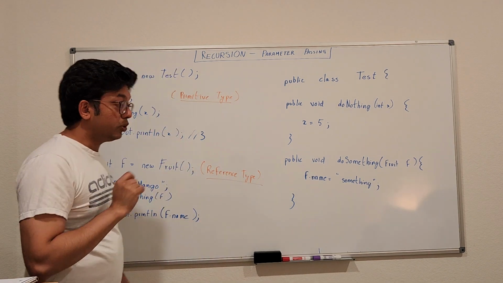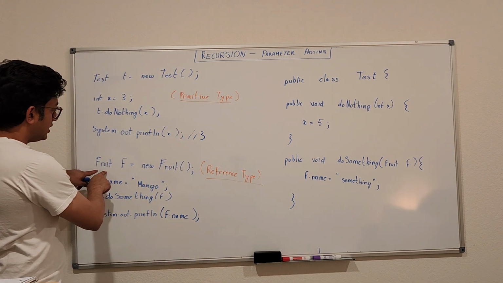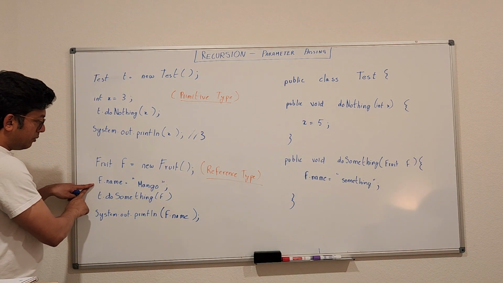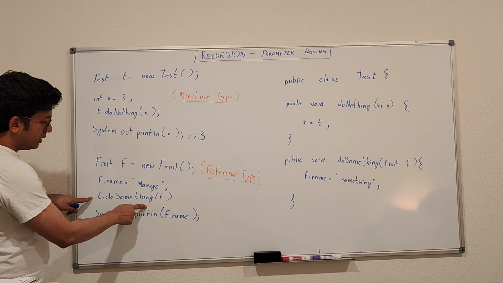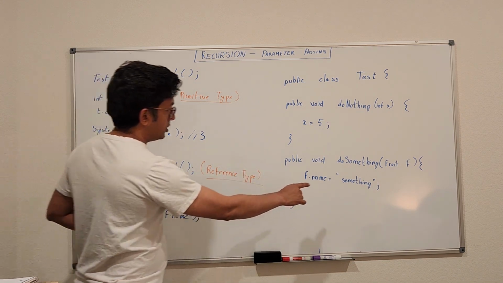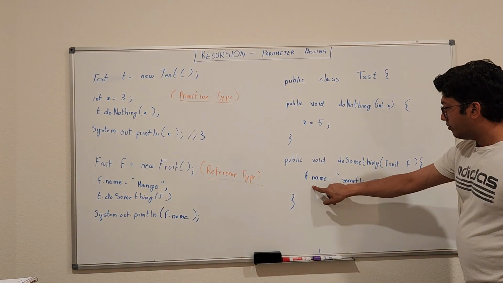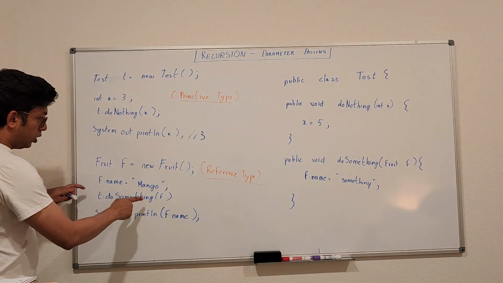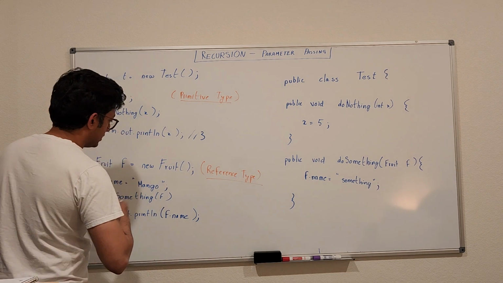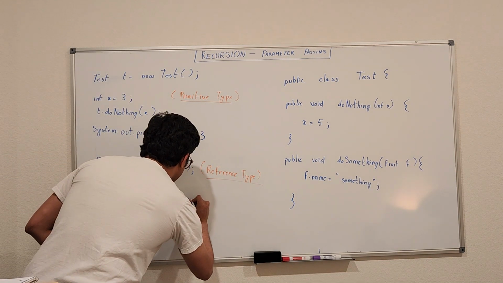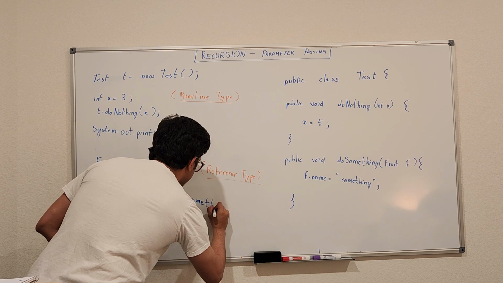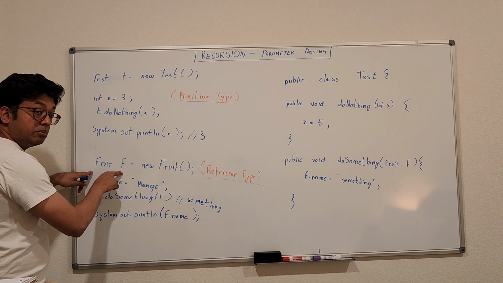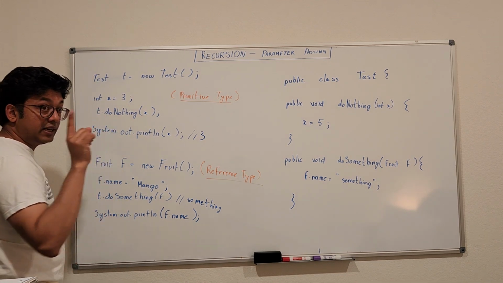But that is different if you're using a reference type. Suppose I create an object called fruit, and the fruit has a field called name. I set f.name equal to mango. I call t.doSomething, which is this method, and pass in this fruit object. Inside, I set f.name equal to something. Now when I print this out, what comes out is not mango. It is going to be that thing, something. The reason is that for any reference type, what that variable holds is the address, not the value itself. That is a key difference to remember.